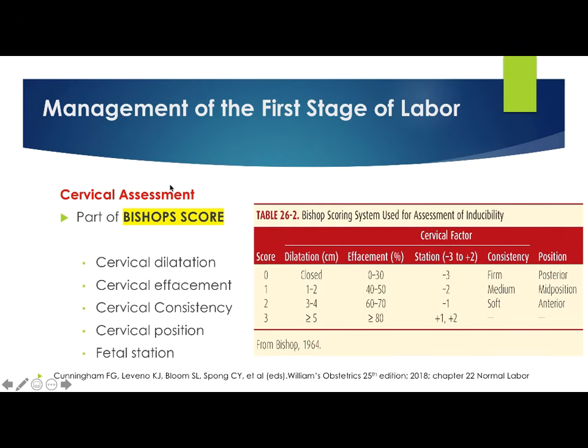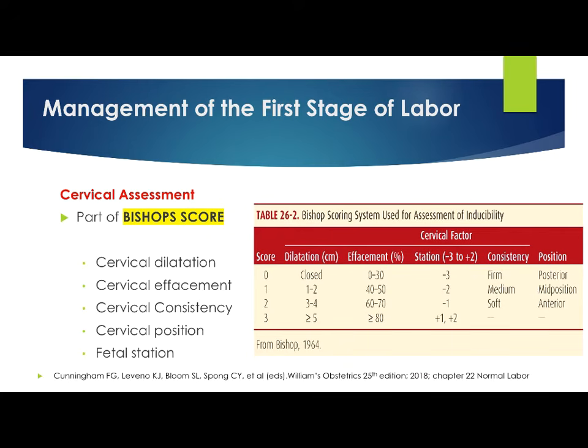Okay, so part of our cervical assessment is determining the Bishop score. The Bishop score is composed of 5 components. We have cervical dilatation, cervical effacement, cervical consistency, position, and fetal station. And this is how we score. As you can see in this table, you have a score of 0 to 3, and it corresponds to these specific values in the 5 components. Whatever total you get for each of these 5 components will be the Bishop score.